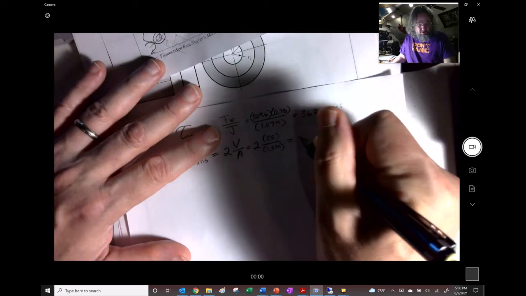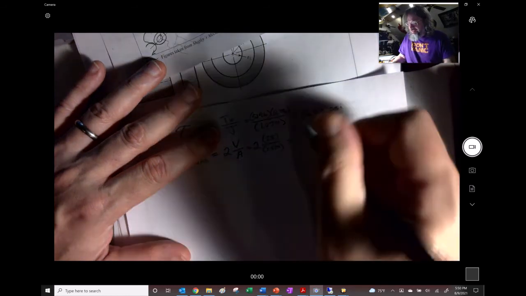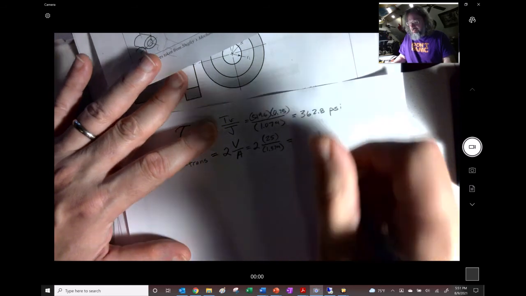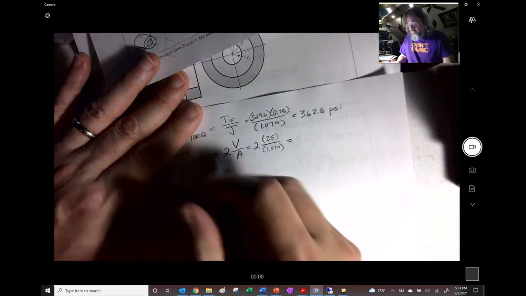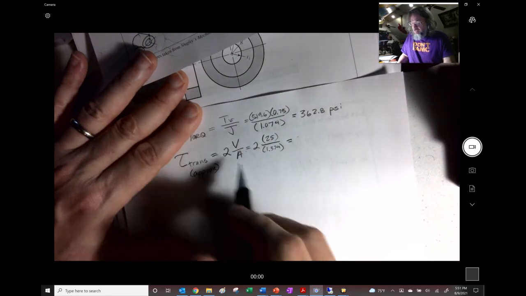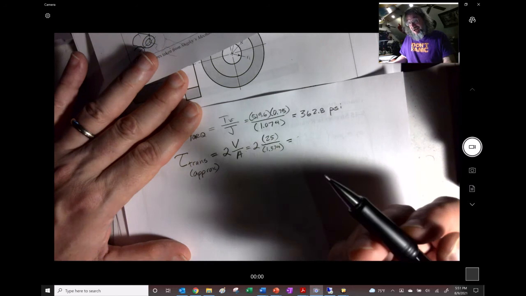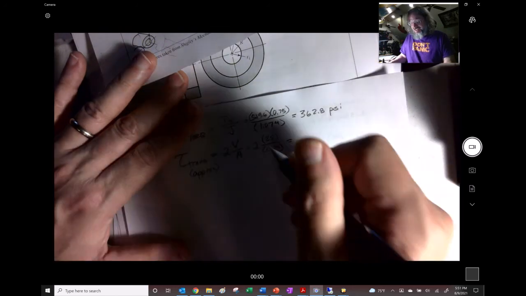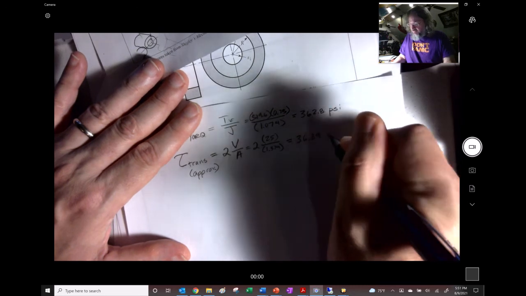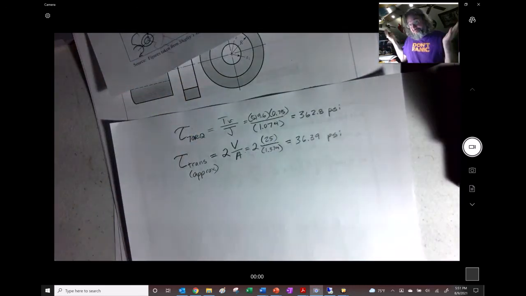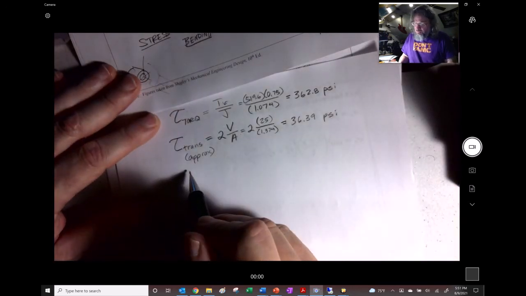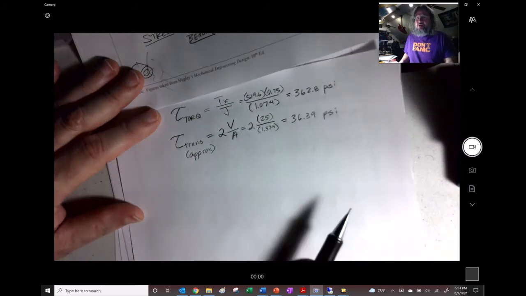And that's going to be equal to, and by the way, this is an approximation, because this one right here is actually to the outside, and we're doing it on the inside. So this is an approximation. But look how small this is, 36.39 psi. Maybe not important.